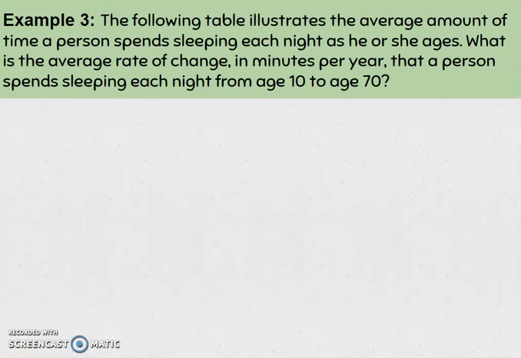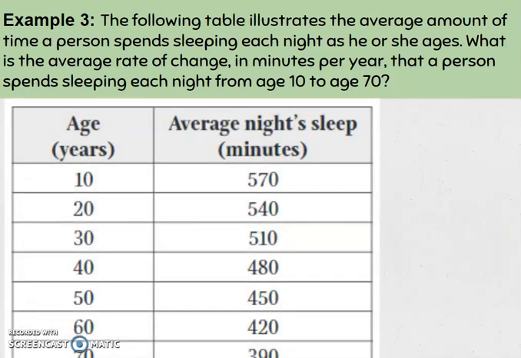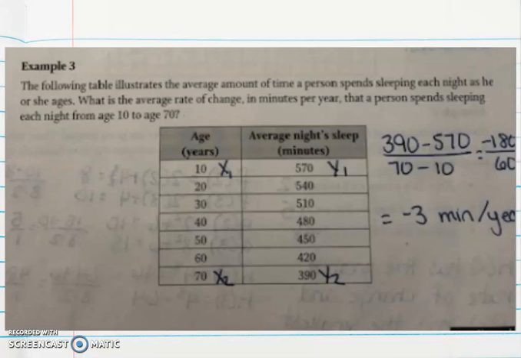Take a minute and solve example 3. So pause the video and then come on back once you have solved your question number 3. In example 3, it wants us to use the interval from 10 to 70 to determine the average rate of change that a person spends sleeping each night.